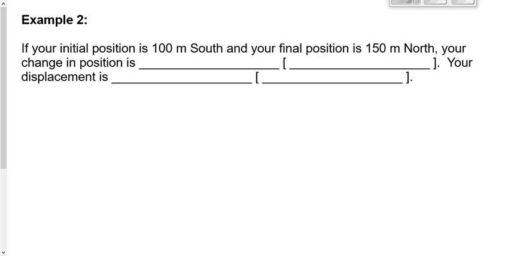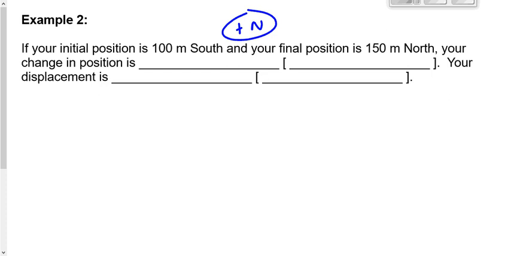Okay, let's take a look at, I think it's just one more example, and we'll let you work here. This one says, if your initial position is 100 meters to the south, and your final position is 150 to the north, what's your change in position? Let's make north positive here. Could you make south positive? Yeah, you could. I don't know why you would, but you could.